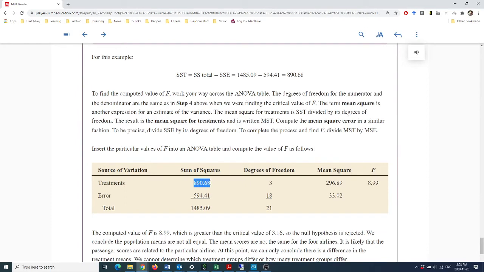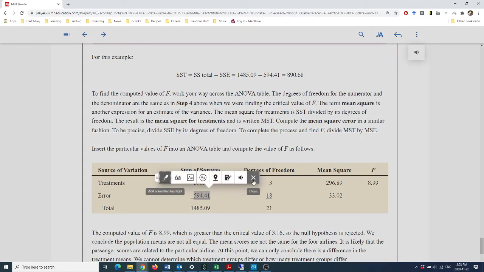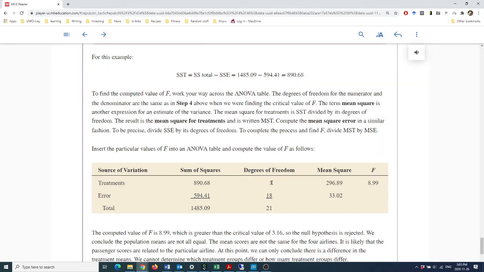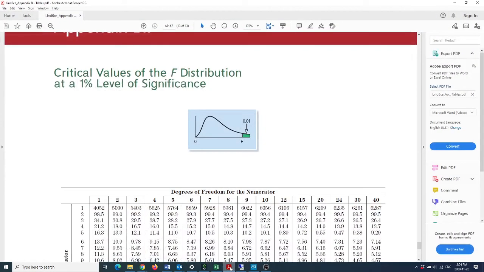So this is your sum of squares for the treatment and the sum of squares for your errors. Once you find that out, the degrees of freedom for the numerator is 3 and for the denominator is 18. You find out the mean squares, and your F statistic is 8.99, right? So how do we know from this F statistic if the means are different? Well, let's go and look at the critical value of F. So the numerator is 3 and the denominator is 18.